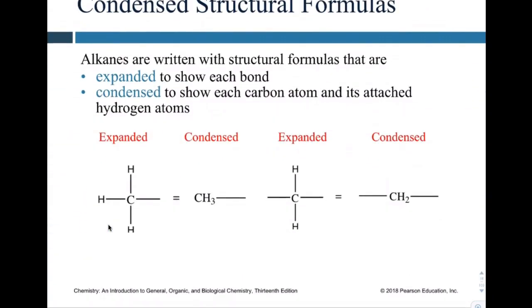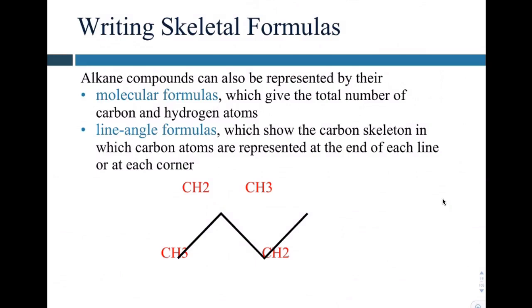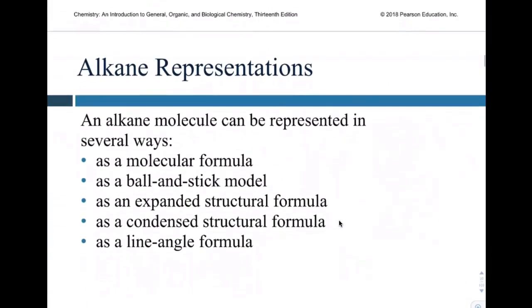And so here's how you can translate condensed to expanded and expanded to condensed. Expanded, also known as Lewis structures, your normal Lewis structures. And so if you have CH3, we would write CH3, and we would keep this bond the same. If you had a carbon that's in the middle of a chain, then you would have two H's attached to that carbon, so you'd write it CH2 with bonds on either side. So a skeletal formula, and this is your line angle formula, every end and every bend, we count those. So this is just summing up that we can represent alkanes in all of those ways.